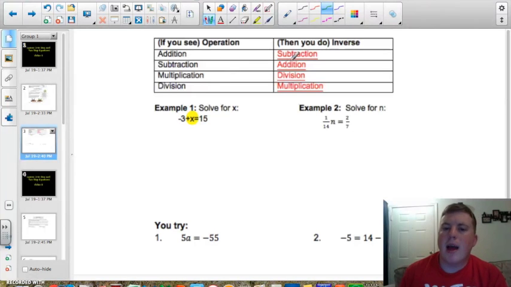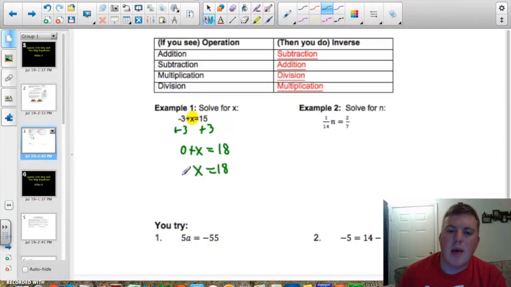So if we look back up to our chart, the opposite of subtraction is going to be addition. So we want to add 3 so that that will cancel out. But just like we talked about in the scales, whatever we do to one side, we have to do to the other. If you add -3 plus 3, those are going to cancel out and give you 0. So we'll have 0 plus x is equal to 18. Now, of course, we know that 0 plus anything is going to be what we started with, and x equals 18, and that would be our answer.